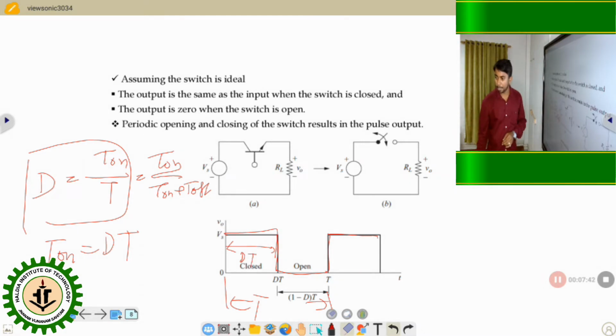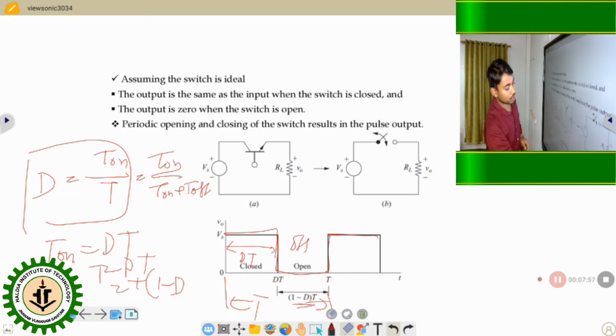And the total time period is T. So the remaining part is T minus dT. It will be the off time. So T minus dT, here T will be common, 1 minus D. So this will be 1 minus D into T, which is called the off time. So this is off. Clear? D is called the duty ratio, T on by T. From here we can calculate the on time and also the off time.